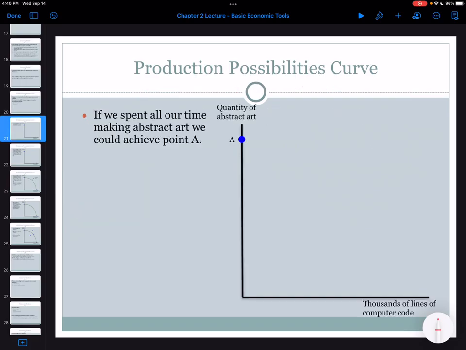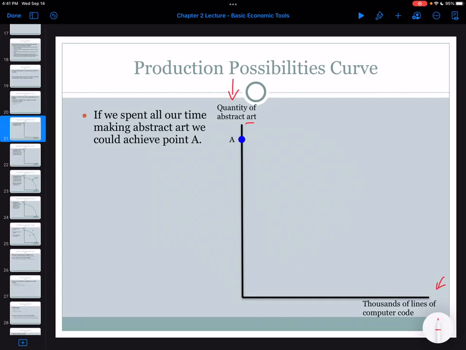So when we construct a production possibilities curve, we start with an axis, just your typical XY axis. And what we do is we put the quantity of each good on either axis. So it actually doesn't matter which axis you use. I've decided to put art up here on the vertical axis, and I've put programming, that is computer code, down here on the horizontal axis. You could switch it. It doesn't matter which axes you put the art or the computer code on.